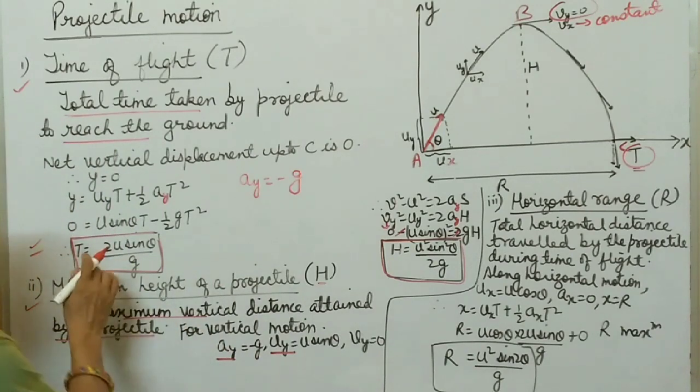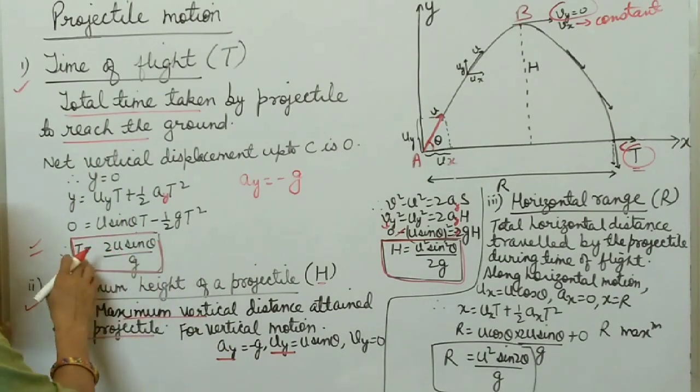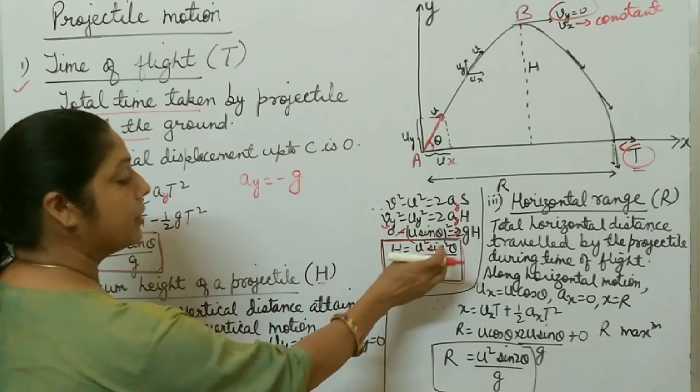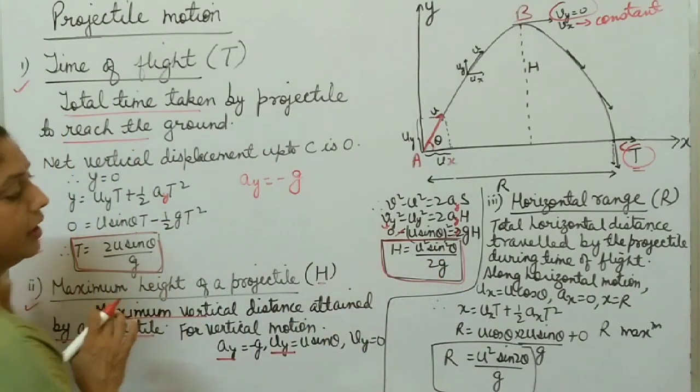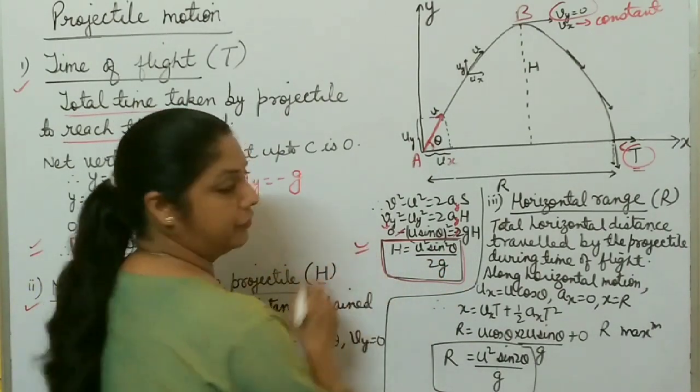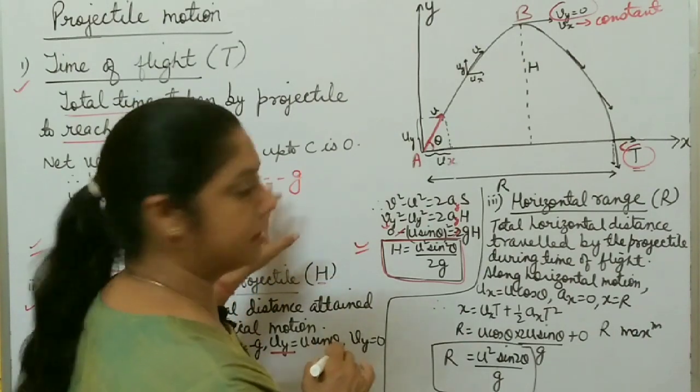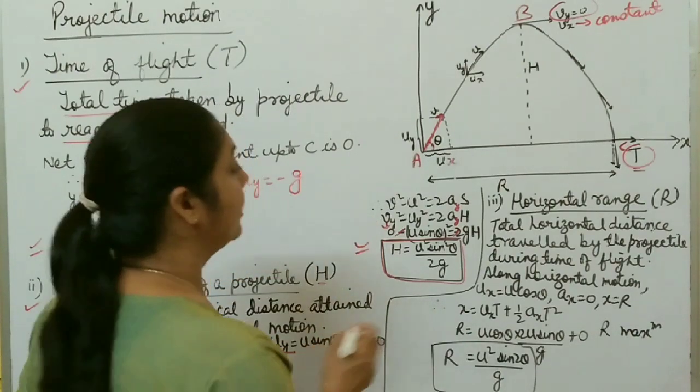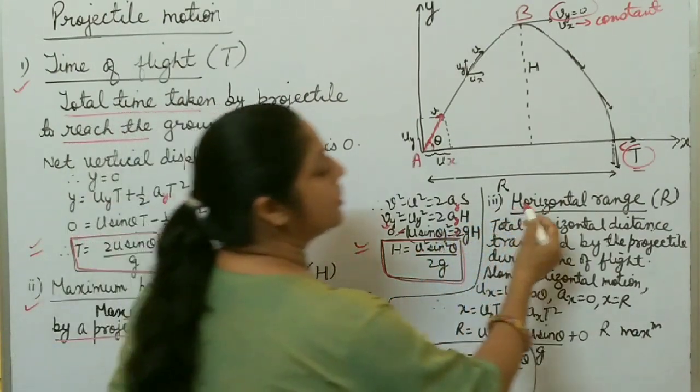No confusion here. 2u sin theta by g is the time of flight. Here H is u square sin square theta by 2g. You remember this formula. It's very helpful for MCQs and many questions you can solve with the help of this formula, right? Now after this, third one is horizontal range.